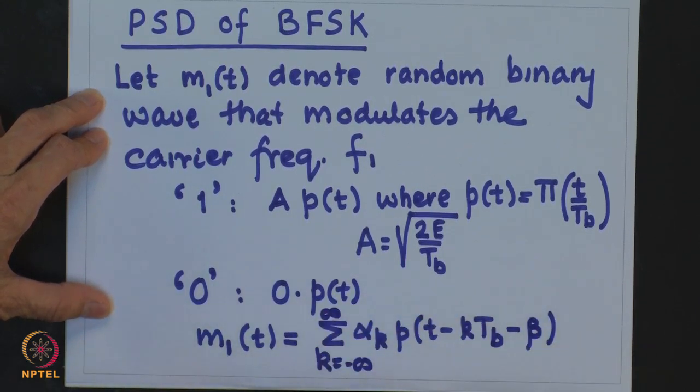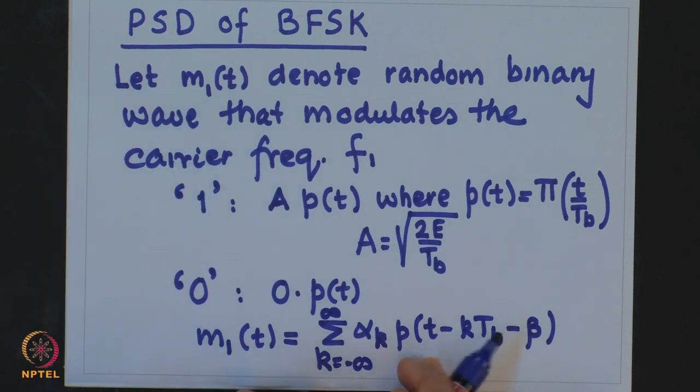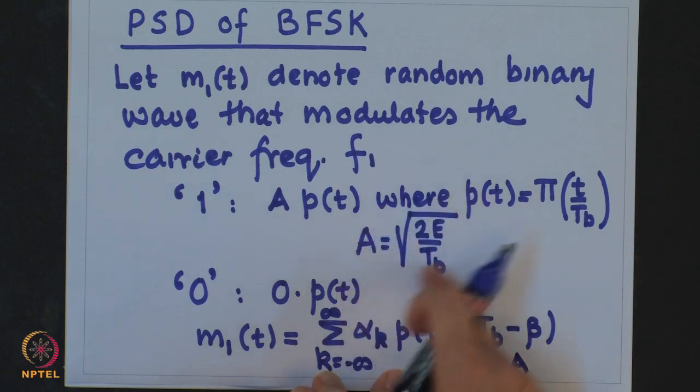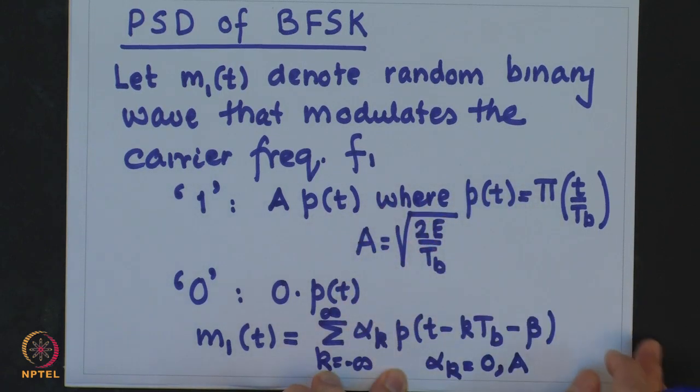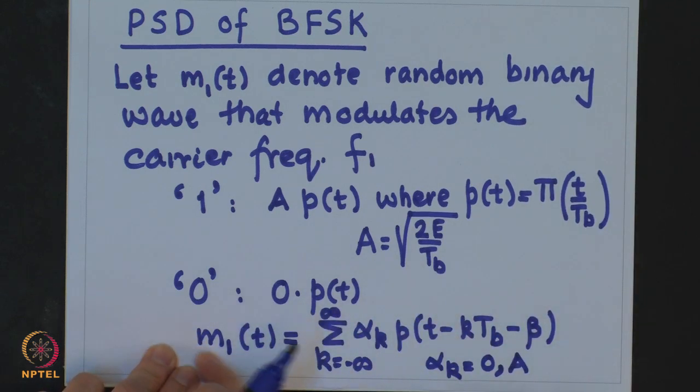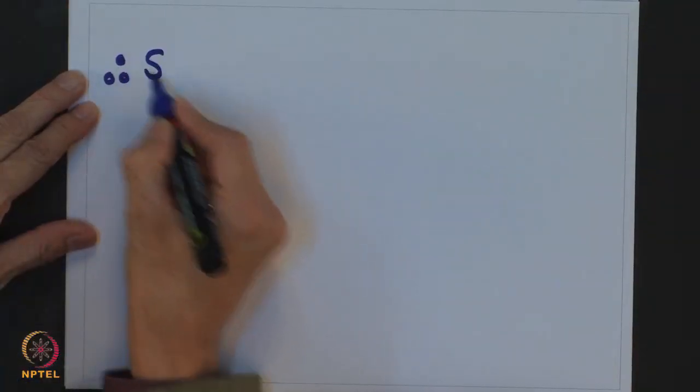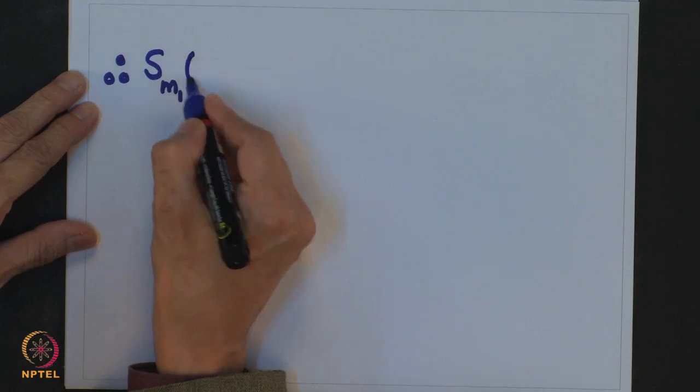This is a pulse train for m1(t), and alpha_k is a random variable which can take the value 0 or a, where a has been given as root of 2E_b by T_b. Now, we know how to calculate the power spectral density for this type of random wave. This is nothing but the form we had studied for unipolar line code. So, immediately we can write the power spectral density for this random wave m1(t) as follows.